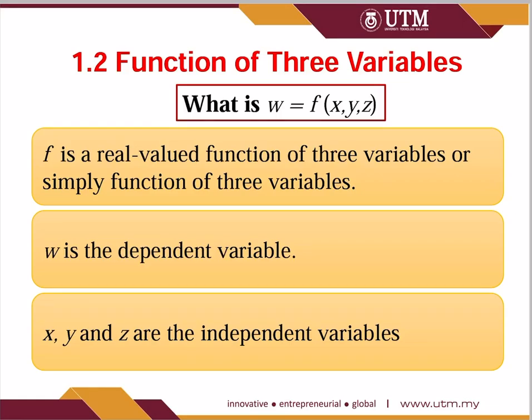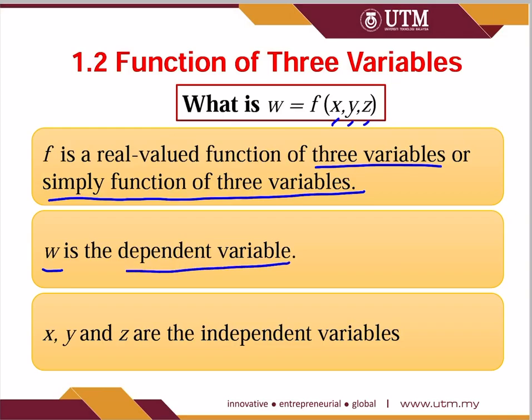Okay, so let's move to the next part, which is a function of three variables. This time we denote it as W. It can be any alphabet, so let's say we choose W. W is in terms of X, Y, and Z. F is a real-valued function of three variables, or simply a function of three variables. We have W as the dependent variable, and X, Y, Z are independent variables.